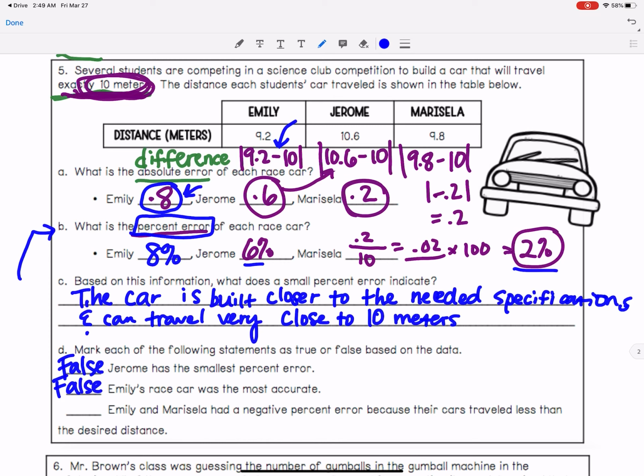Next one, Emily and Maricela had a negative percent error because their cars traveled less than the desired distance. Let's see. This percent error is positive and this percent error is positive. So that's not negative. I'm going to say false again.